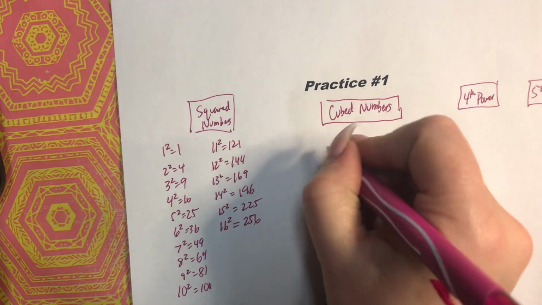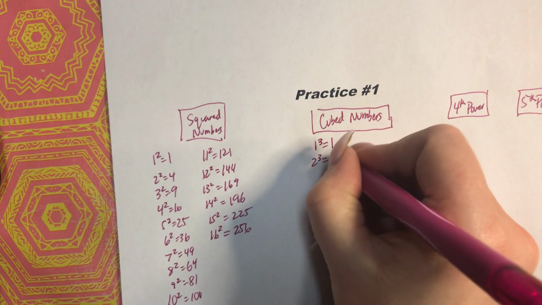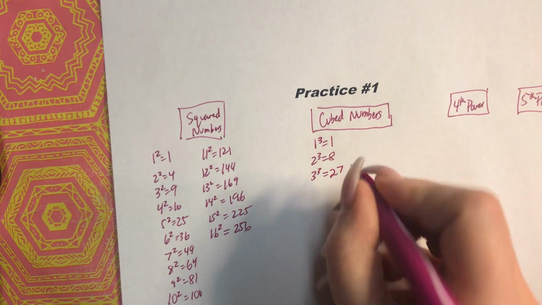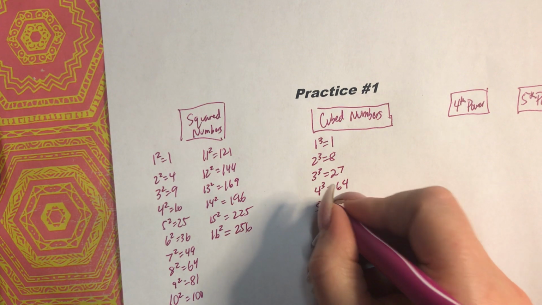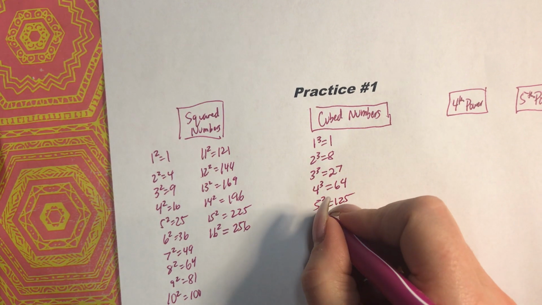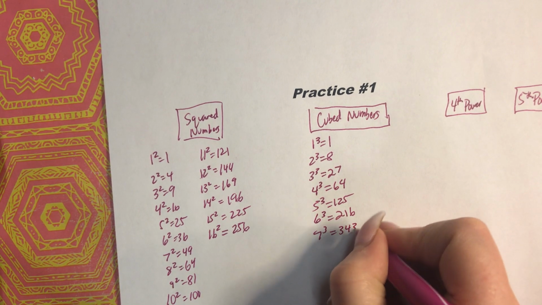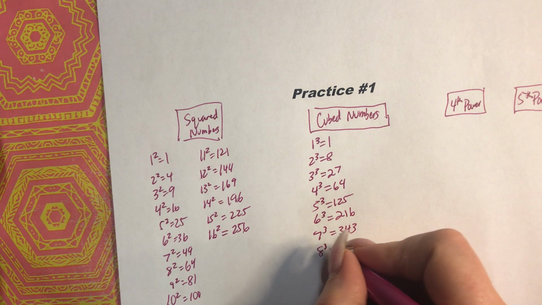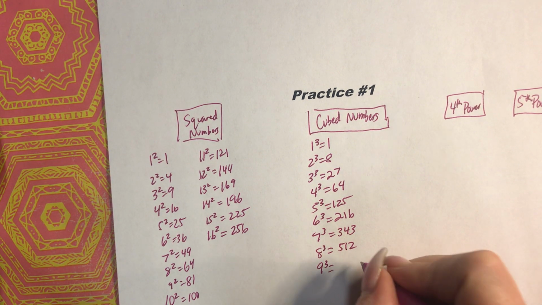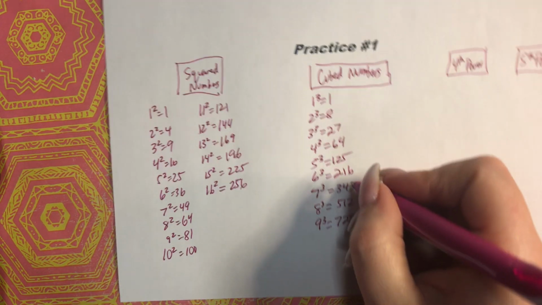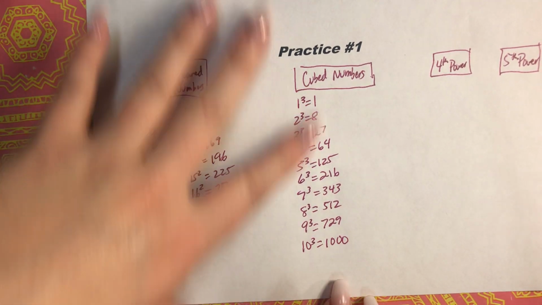Now we go to the cube numbers, and we're going all the way to 10. So 1 cubed is 1, 2 cubed is 8, 3 cubed is 27, 4 cubed is 64, 5 cubed is 125, 6 cubed is 216, 7 cubed is 343, 8 cubed is 512, 9 cubed is 729, 10 cubed is 1,000. Okay, so those are all the cube numbers there.